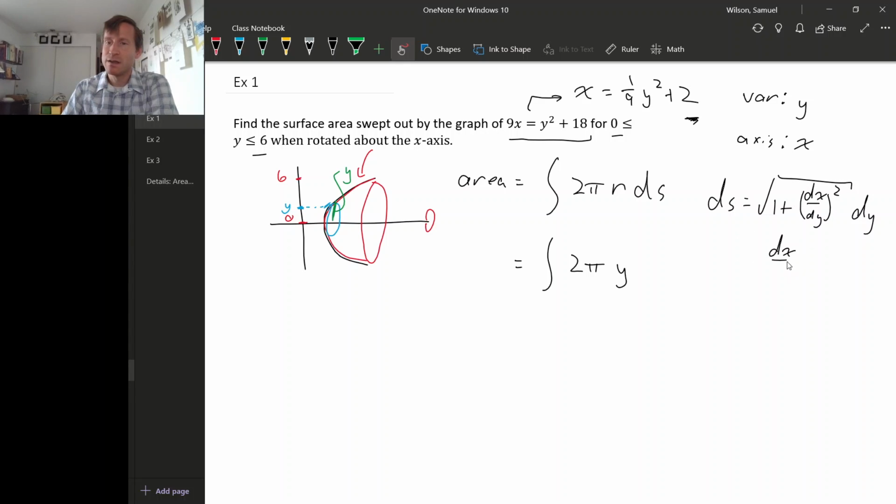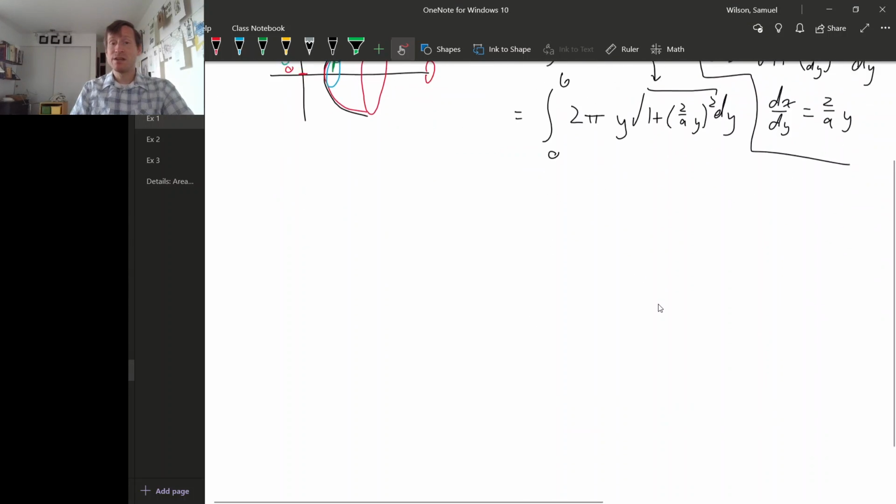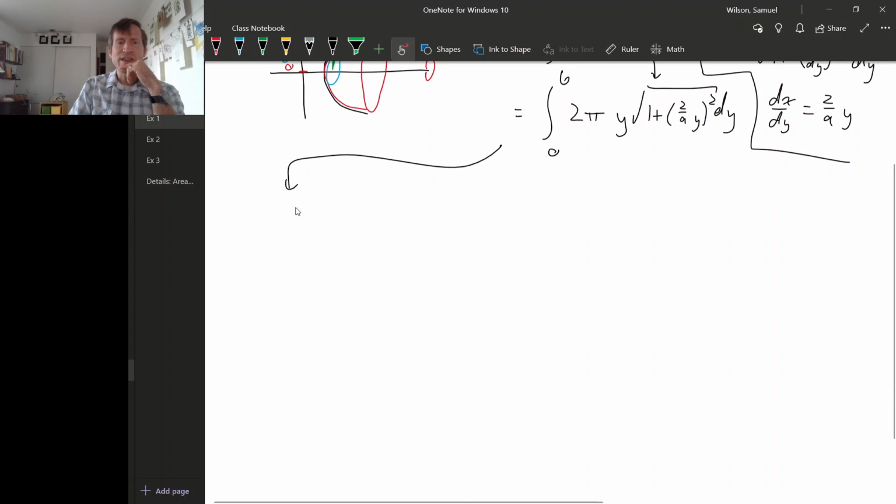So we're going to need to know dx/dy, so let's calculate that. We're just going to take the derivative of this up here. So dx/dy is (2/9)y. All right, so now we can put ds into our integral. It's the square root of 1 + ((2/9)y)² dy. And of course our bounds are y values from 0 to 6. Now we have an integral that we can evaluate. So let's simplify this.